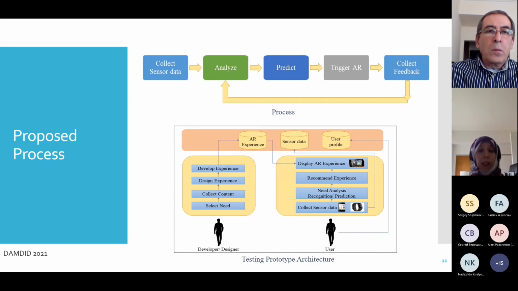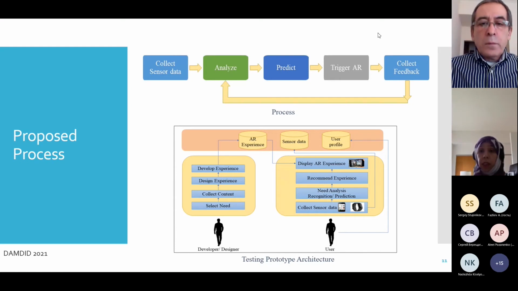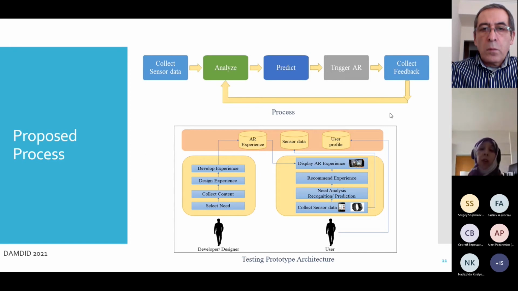And then the second stage is to analyze this data in order to be able to predict a need at a specific point in time. And this prediction of a need actually leads to triggering the AR experience, which, after the user views it, we collect feedback from the user. And that actually feeds back to the analysis process in order to improve the prediction and the recommendation of AR experiences.